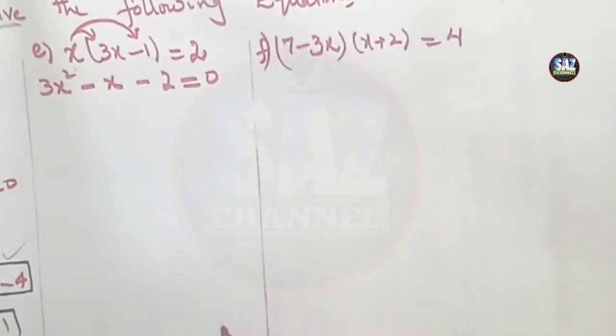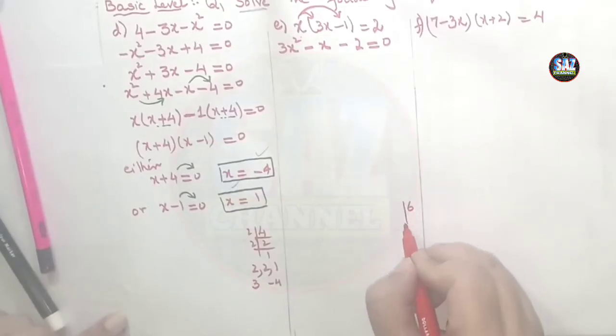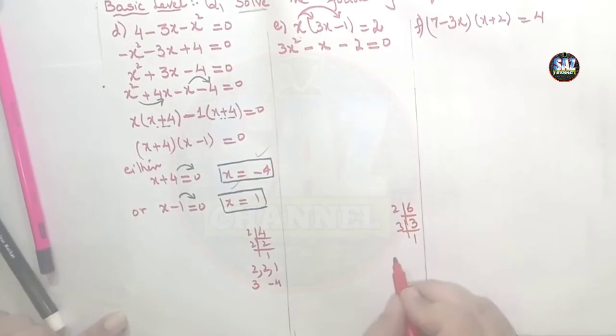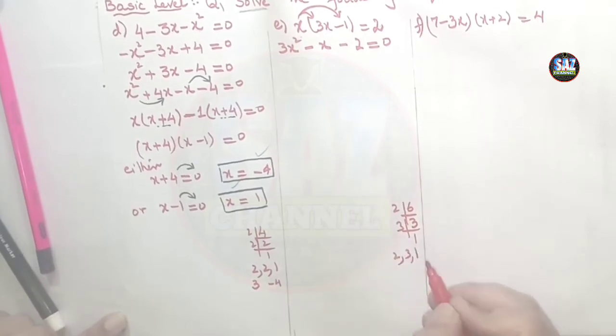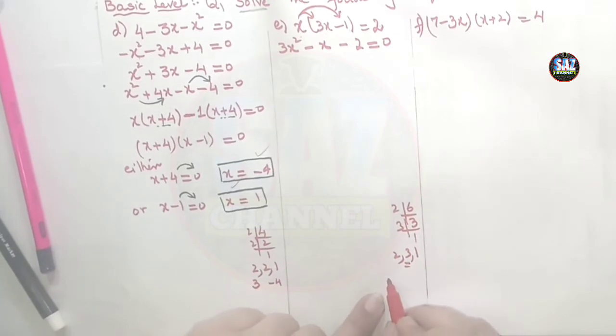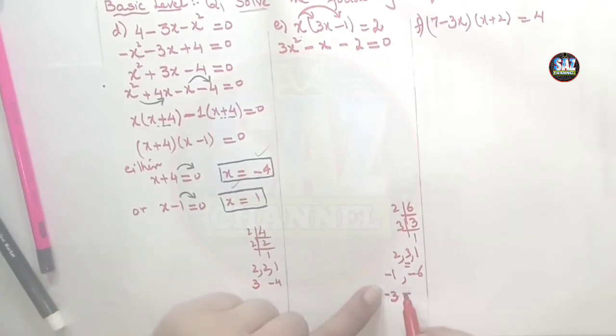Multiply 2 with 3, that will give me 6. Make the prime factors 2 and 3. 2 3s are 6 and 3 1s are 3, so the factors are 2, 3 and 1. Set the factors in such a way that when you add or subtract, you get minus 1, and when you multiply, you get minus 6. I hope minus 3 and positive 2 are the suitable choices.